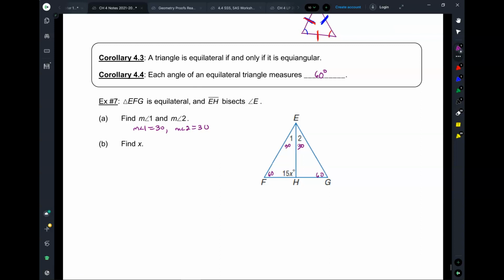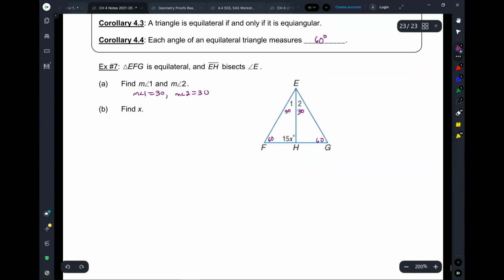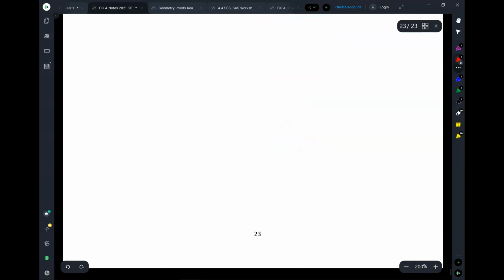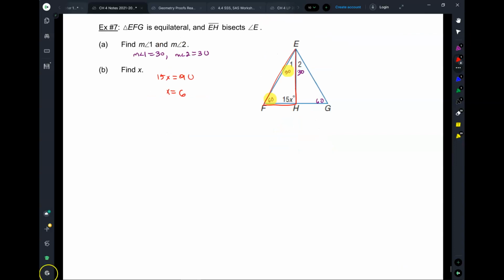And now I need to find x. How much is x? You can do 60 plus 30 plus 15x equals 180, or you can just do 15x equals 90. Since these two add up to 90 already in this triangle, the 15x must also equal 90. So 15x equals 90, and x is 6. Okay? And with that, we have finished the chapter.